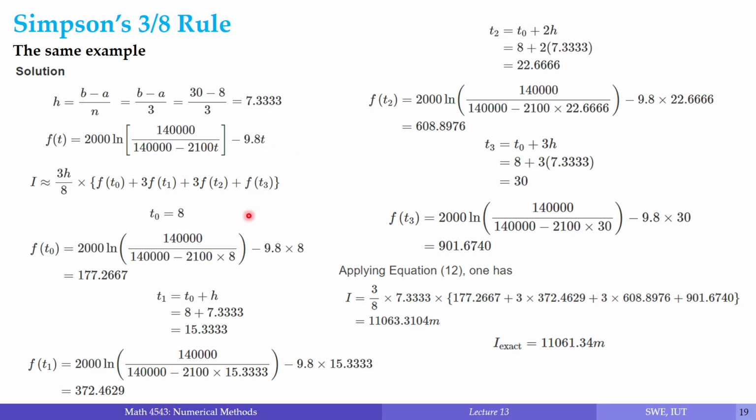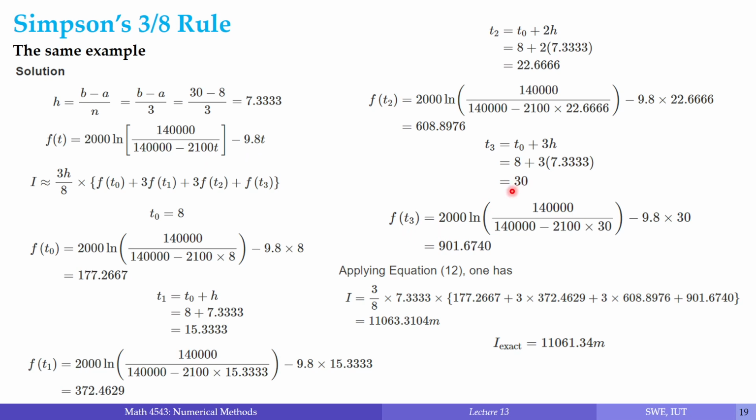Now the first order of business is to find out the t values. t naught is obviously the lower limit, which is 8. t1 is one step ahead of t naught, which is 8 plus 7.33, which is 15.33. t2 is t naught plus 2h, 22.66. t3 is t naught plus 3h, which means it is 3 steps ahead of the initial point, which is 30. And our last point t3 is the rightmost limit or the upper limit, which is 30. So we have already calculated that.